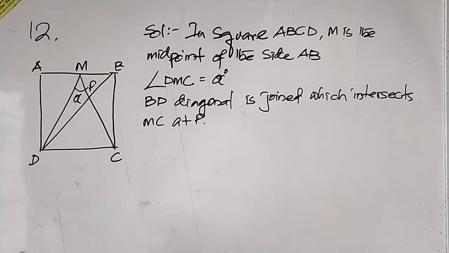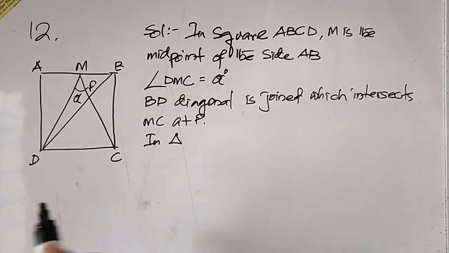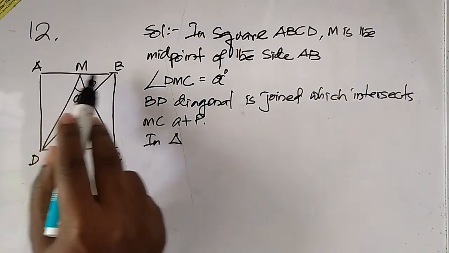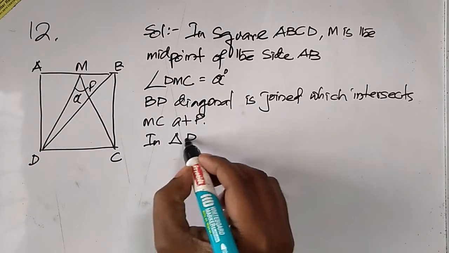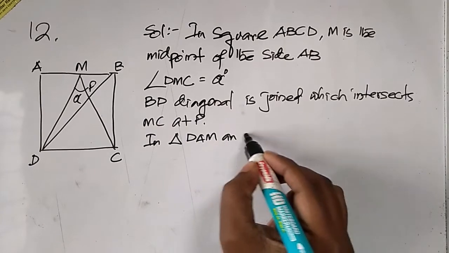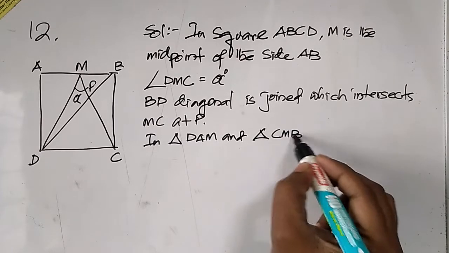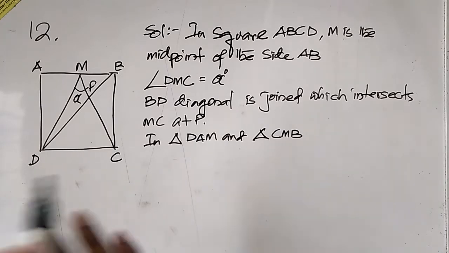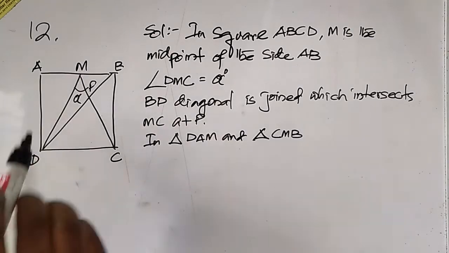Okay, now we have to figure out two triangles. The two triangles are DAM and CMB. Okay, these are the two triangles we'll be talking about. In triangle DAM and triangle CMB, right? That's what I said, CMB. First, what we have to do is we have to prove a little here based on the axioms. Okay, so let us do that based on these two triangles.